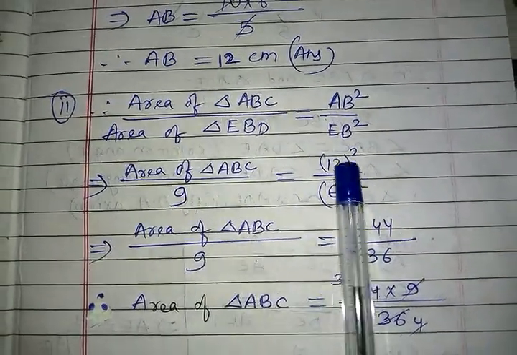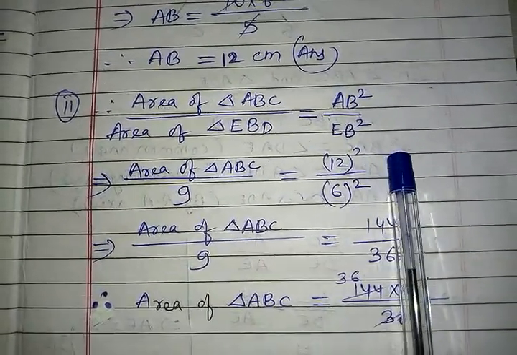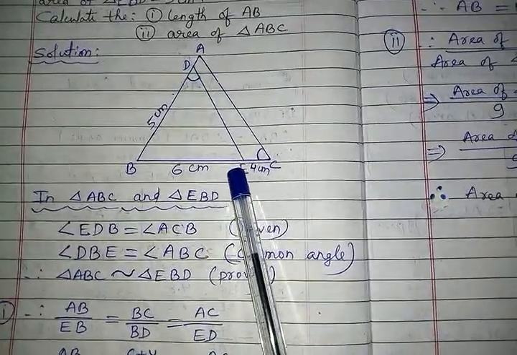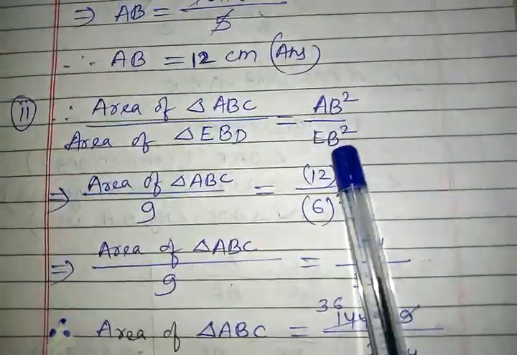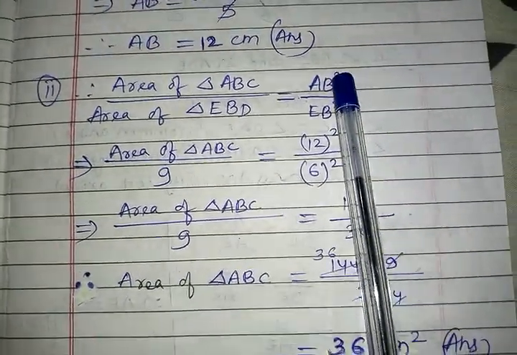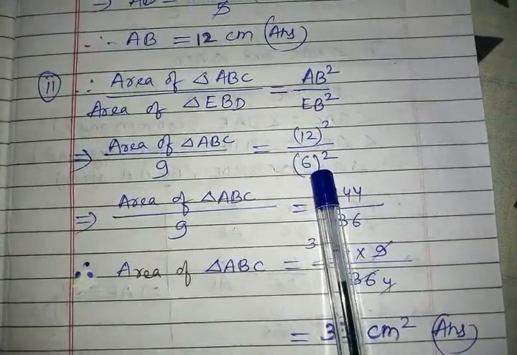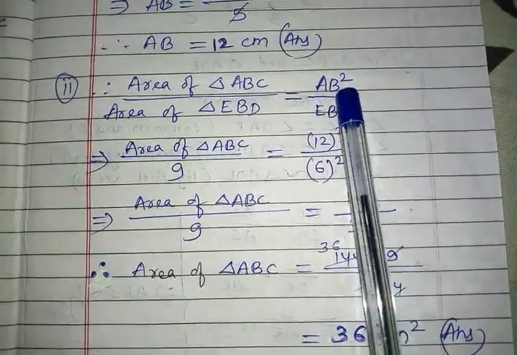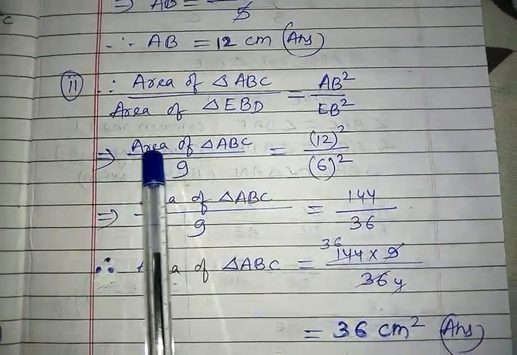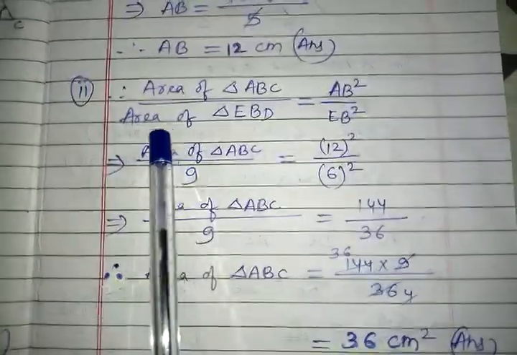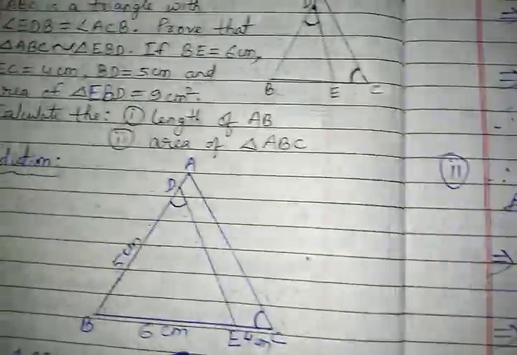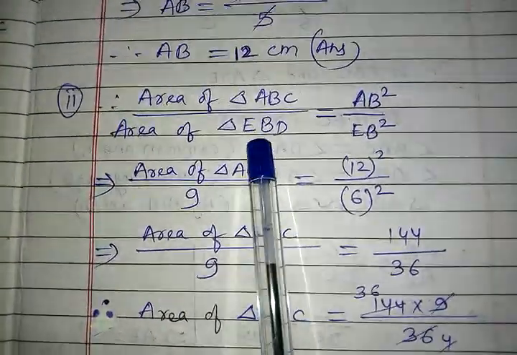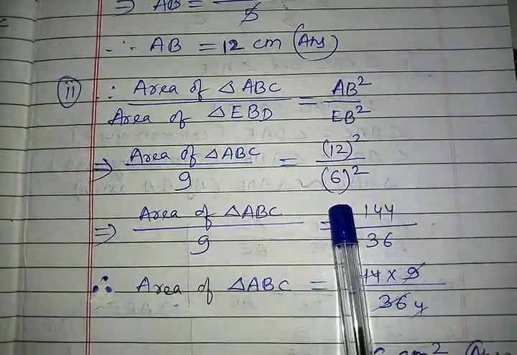Because AB just now I got 12. So AB square means 12 square. And EB is 6. You can see here EB is 6. So 6 square. That's why when both the values are known to us, no need to find the other 2 squares of the sides. So it was enough for us. Now area of triangle ABC is to be found, but area of triangle EBD is 9. You can see in the question area of triangle EBD is 9 centimeter square. So I have put here 9. So 12 square by 6 square.